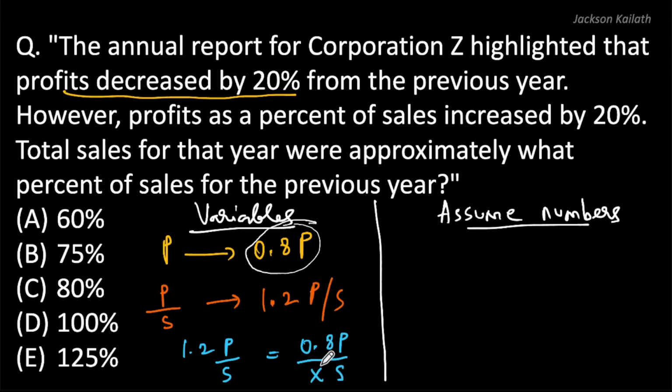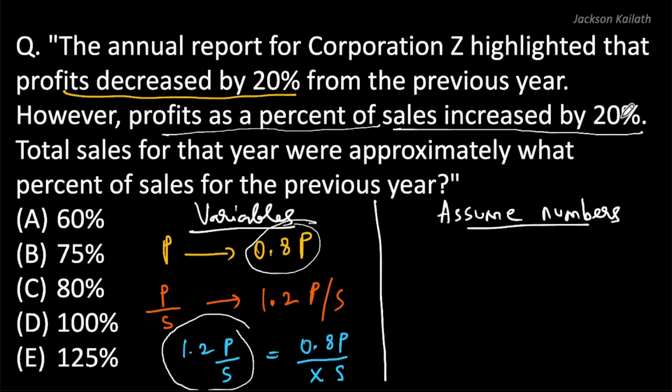P divided by X times S. How do I get that? So this is the new P by S ratio, right? So 1.2 times P by S. And how do we know this? We know this because it's directly given that the profit as a percentage of sales increased by 20%. So I know that in year 2, the profit by sales ratio was 1.2 times the profit by sales of year 1. So I know this.